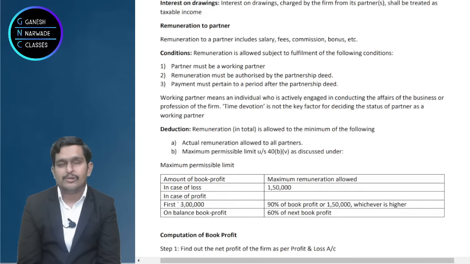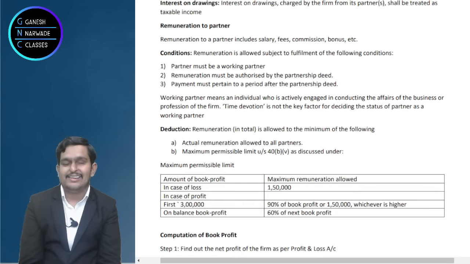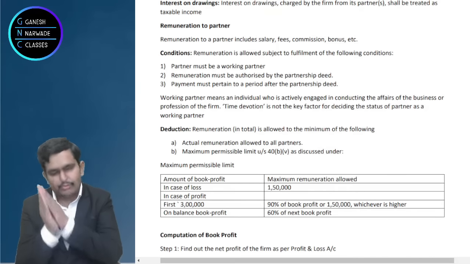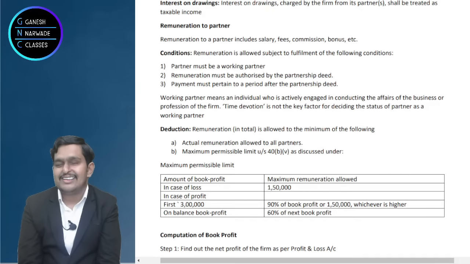Clear to all of you? Yes, sir. Now remuneration will be allowed, but subject to some conditions again. What are they? Hey, if somebody is a sleeping partner, will we allow or give him any remuneration?